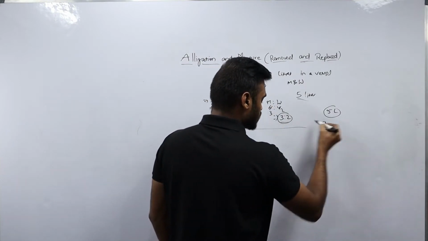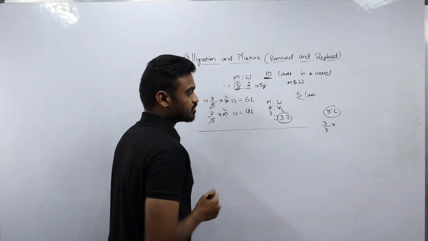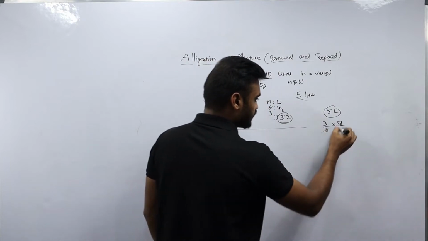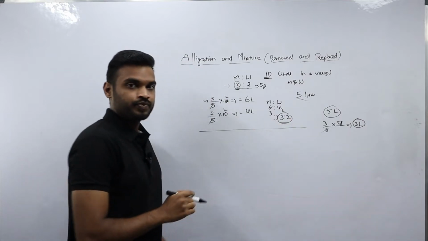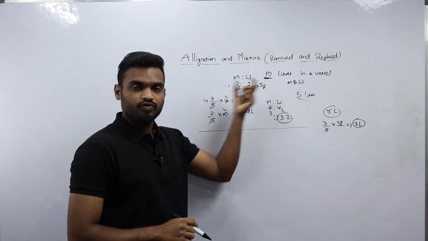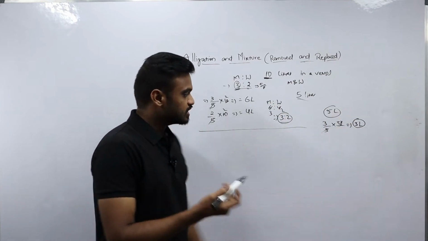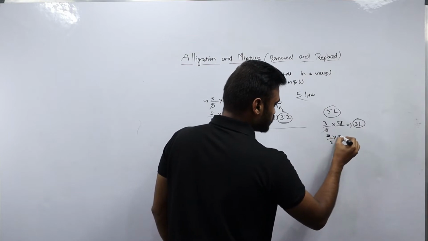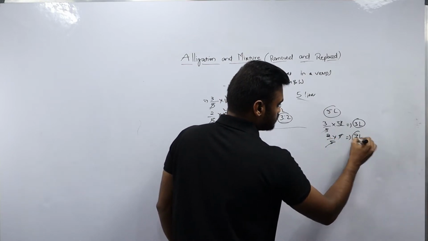Out of 5 parts, the total quantity of milk is 3 parts into 5 liters that are taken out. So what is the milk quantity in this 5 liters? See here, 5 will be cancelled and 3 liters are taken out initially. From the initial quantity we are taking out 3 liters of milk. In the same way, out of 5 parts, the water quantity is 2 parts into 5, so 5 will be cancelled and we get 2 liters.